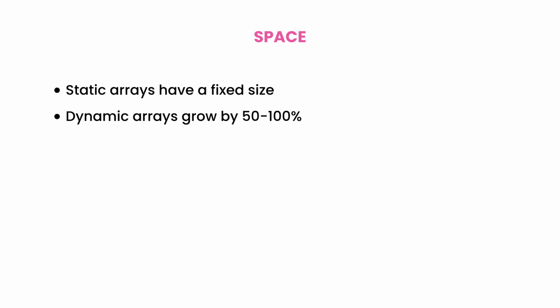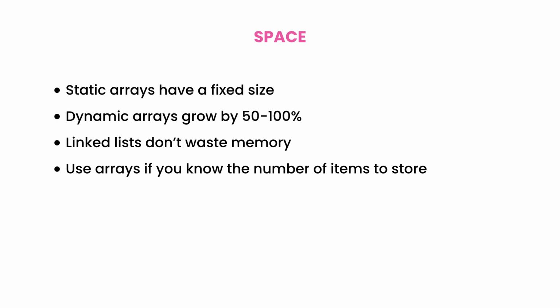Dynamic arrays grow by 50 or 100% of their size when they get full, and they may end up wasting memory. Linked lists, on the other hand, take only as much memory as they really need, nothing more. Having said that, linked lists take a bit of extra memory because each node should store the address of the next node in addition to a value. So if you know ahead of time roughly how many items you're going to store, you would better use an array, either static or dynamic, because arrays have a smaller footprint.